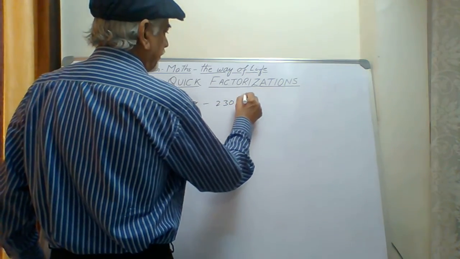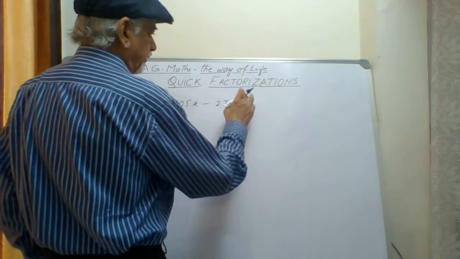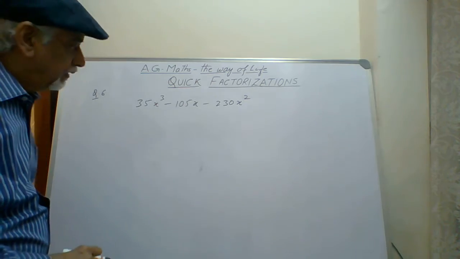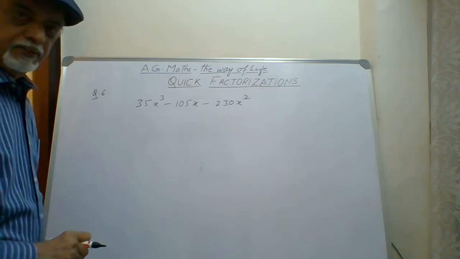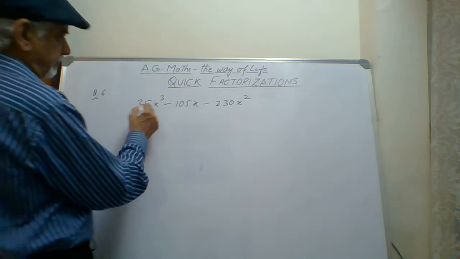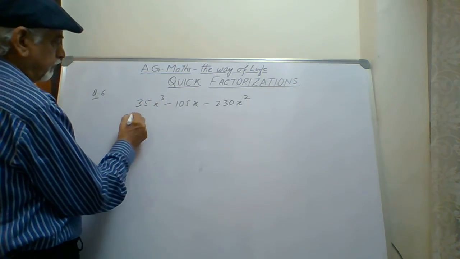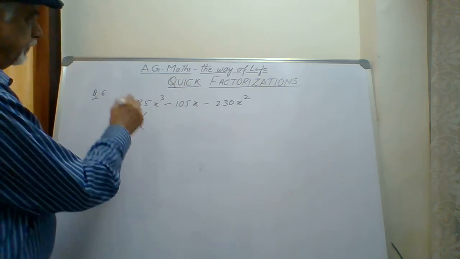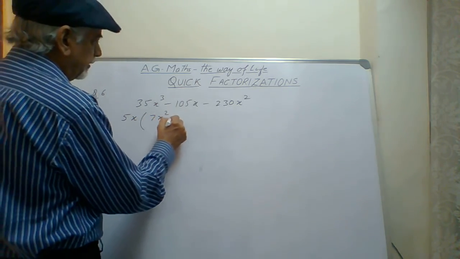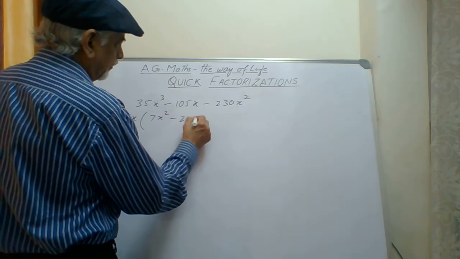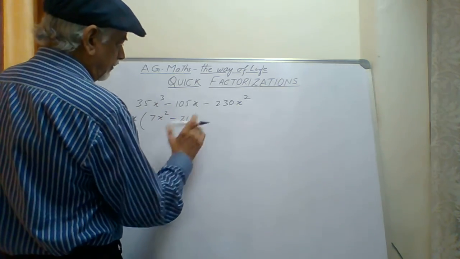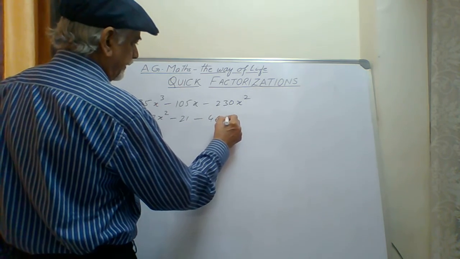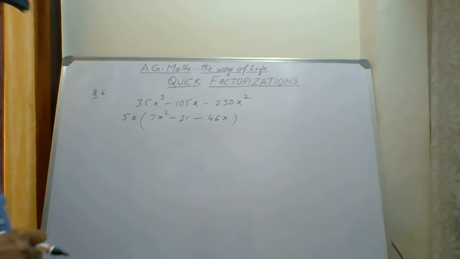Now see here, it is not a quadratic, but we have got a cubic equation with power as high as 3, and we find there is some common factor. So in such type of factorization, we take out a common. What is the easiest common? The maximum common is 5 number-wise and x is the variable. So what remains inside is 7x square minus 21, only 21, x is gone, then minus 46x. This is what is remaining.